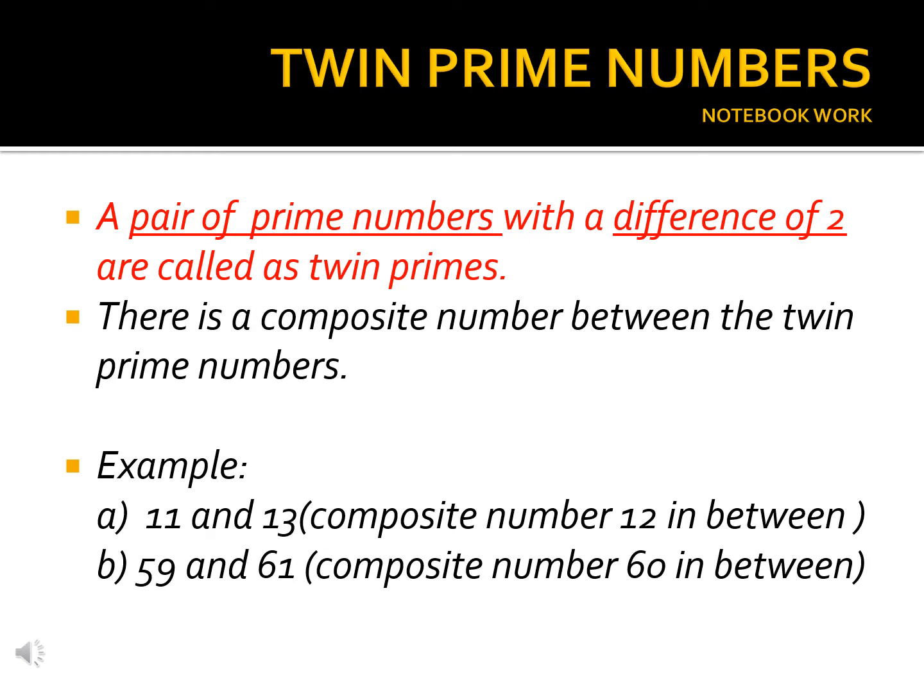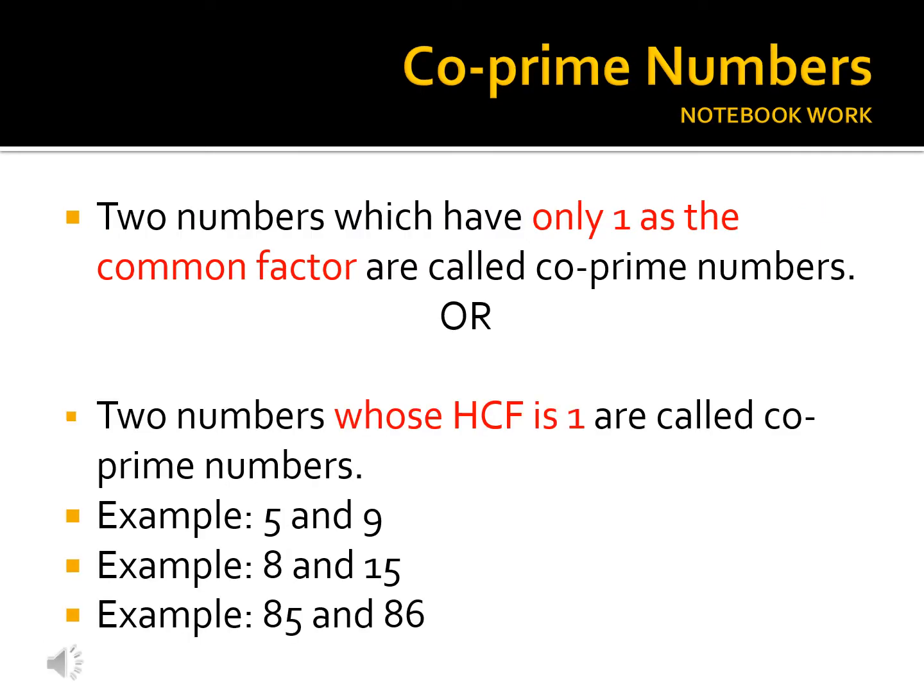So it's very easy to find whether two given prime numbers are twin primes or not. The first condition is that both numbers should be prime numbers, and the second condition is that their difference should be 2. Now let's talk of two numbers which have only 1 as the common factor. So in their factor list, only 1 is the common number. Such numbers are called co-prime numbers, or we can say that two numbers whose HCF is 1 are called co-prime numbers. Here we are talking about any two numbers, not particularly prime numbers.